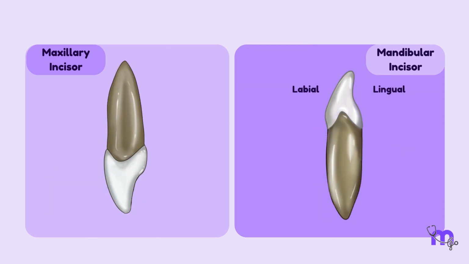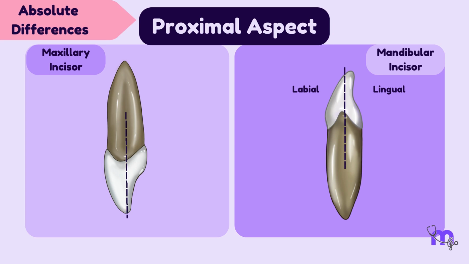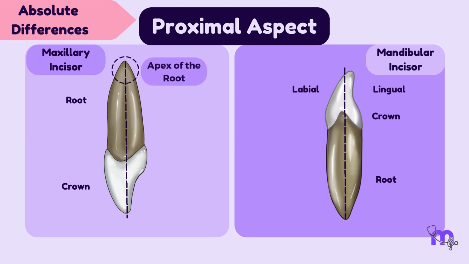Now, shifting our focus to the proximal aspects of these teeth, here we note the most prominent absolute difference. Let's visualize drawing a line right through the center of both the crown and the root of these teeth. What becomes evident is that in maxillary incisors, this line would precisely bisect the apex of the root as well as the incisal ridge, indicating that the incisal edges align with the root axis plane.